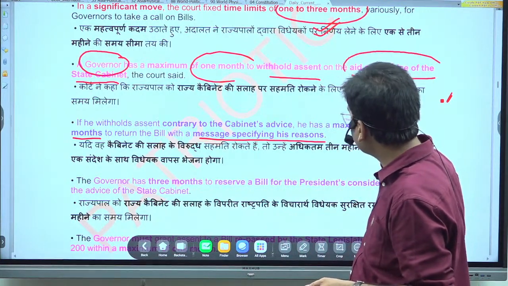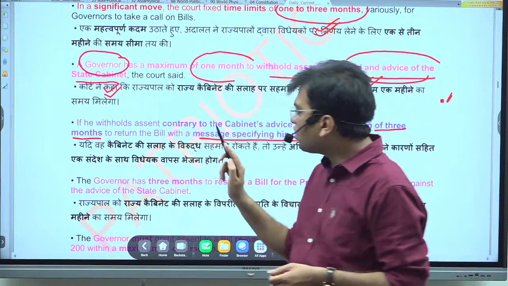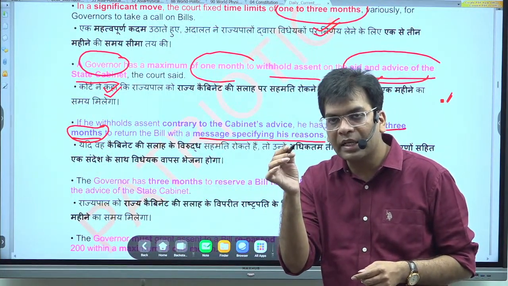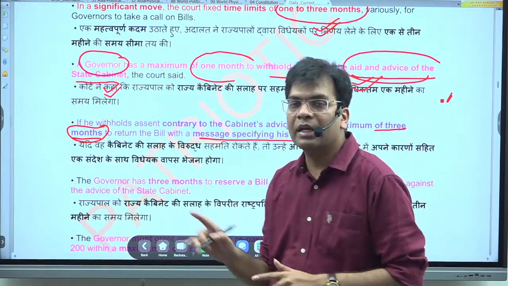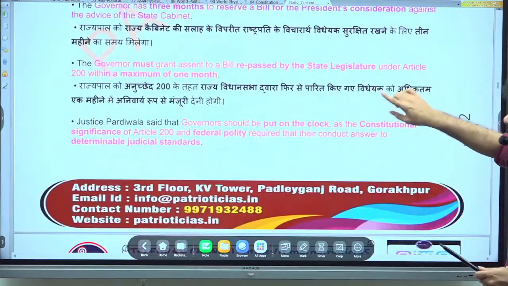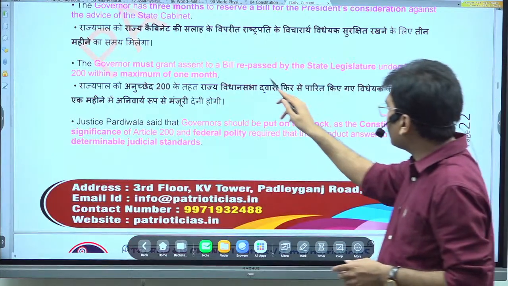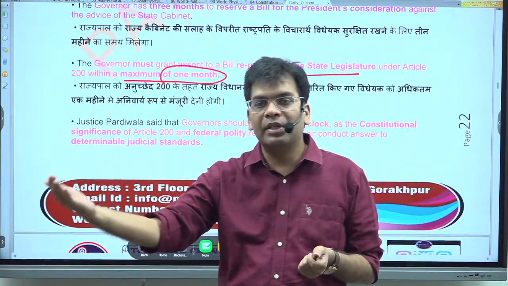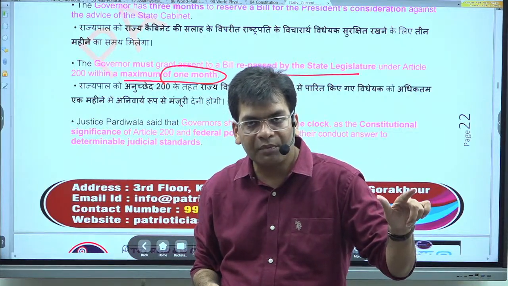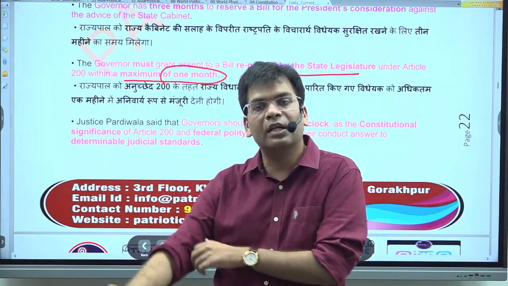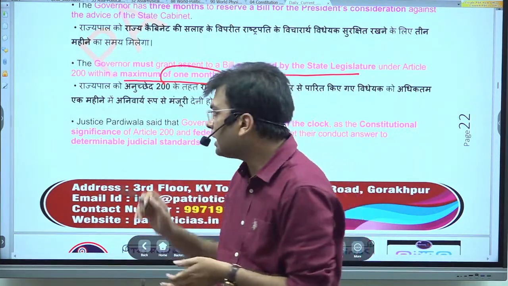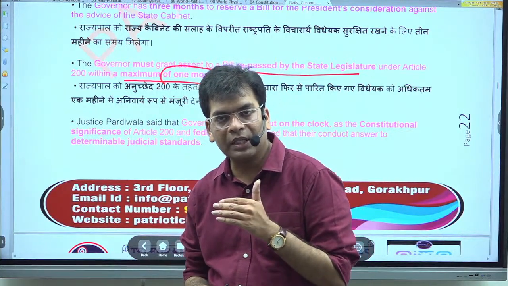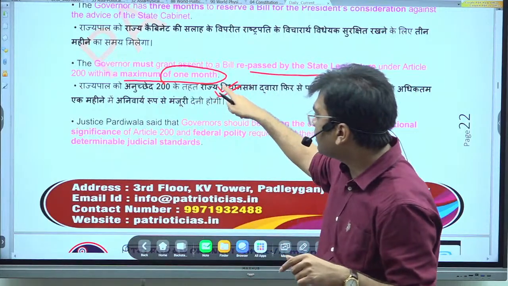If the aid and advice has been given by the state cabinet to pass, but the governor doesn't want to pass, in that case he has 3 months, and in 3 months he has to write why he is withholding the assent despite the state cabinet having given its advice. The other thing mentioned here: the governor must grant assent to a bill repassed by the state legislature under Article 200 within a maximum of 1 month. So whenever a bill is passed by the state legislature and the governor has rejected it the first time, and it is repassed and again sent to the governor, he has to give his assent within 1 month. You cannot keep it in your docket for infinite time. You have to take action within 1 month in the case of repassing.